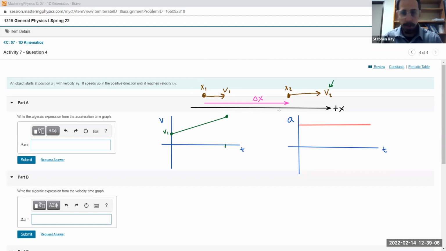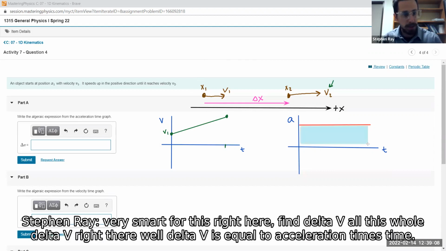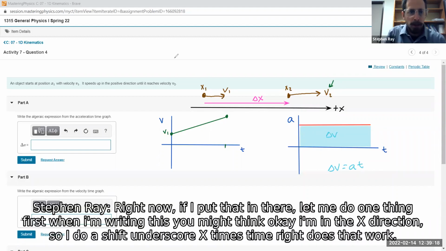Okay, now, from here, what to do? The question says, write the algebraic expression for this right here. Find delta v, this whole delta v right there. Well, delta v is equal to acceleration times time. Right? Now, let me do one other thing first. When I'm writing this, you might think, okay, I'm in the x direction, so I do a shift underscore x times time. Does that work?